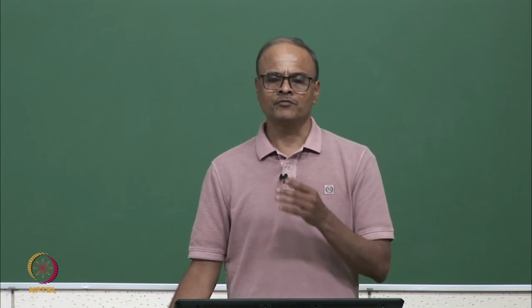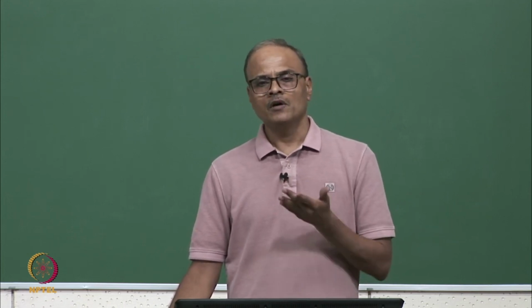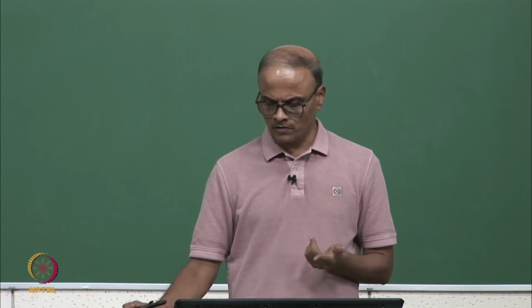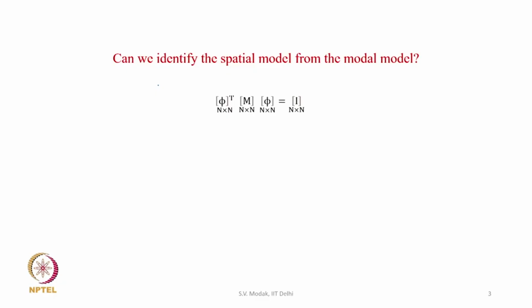So, we have the relationships between them in the form of the orthogonality relationships. So, what are orthogonality relationships? We have seen earlier that the orthogonality relationship with respect to the mass matrix is given by phi transpose m phi is equal to the unity matrix. Here phi is the matrix of mass normalized eigenvectors. Similarly, with the stiffness matrix we have phi transpose k phi is equal to the diagonal matrix of eigenvalues lambda r.